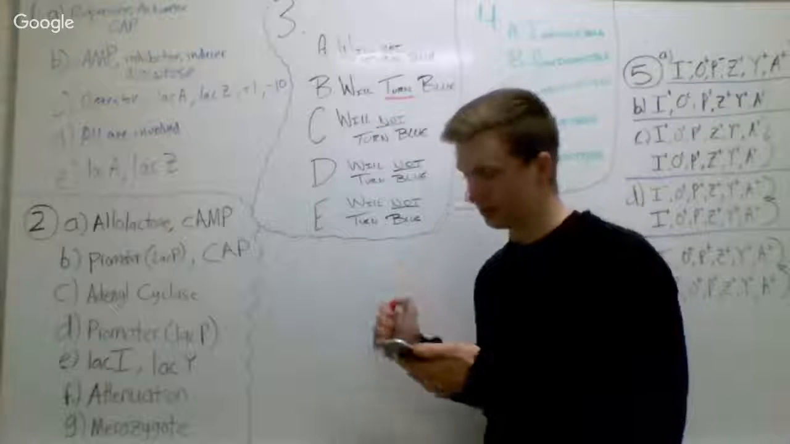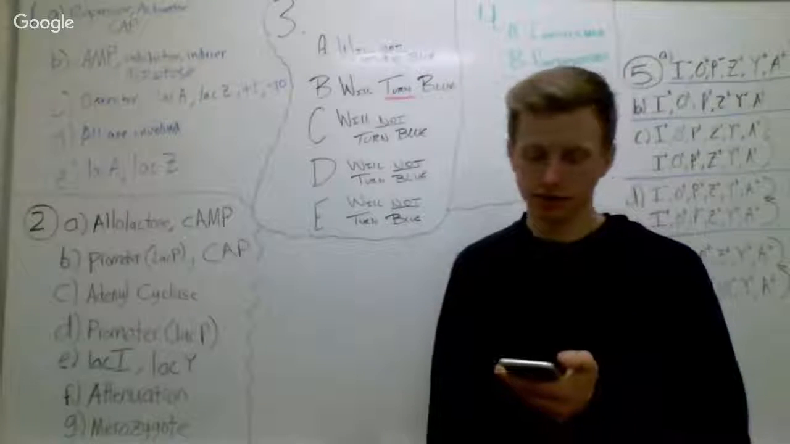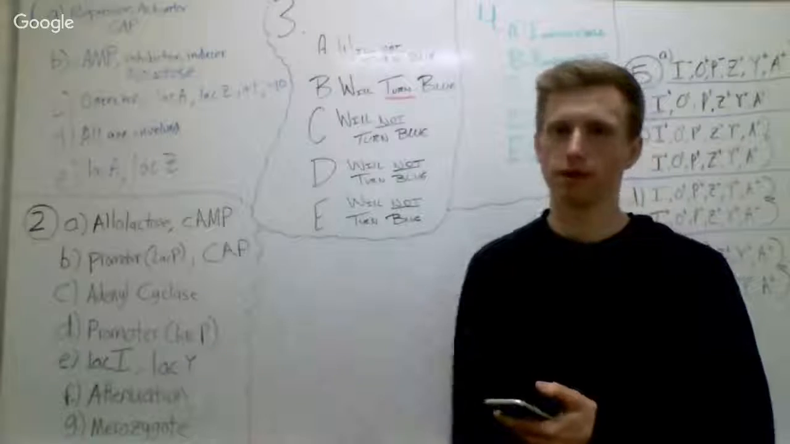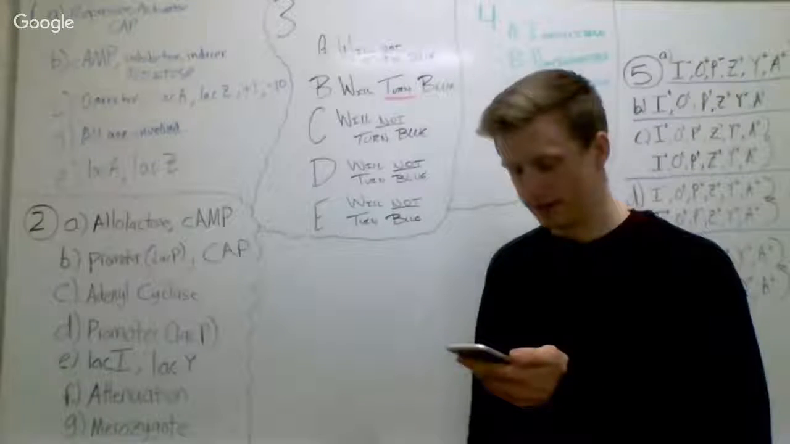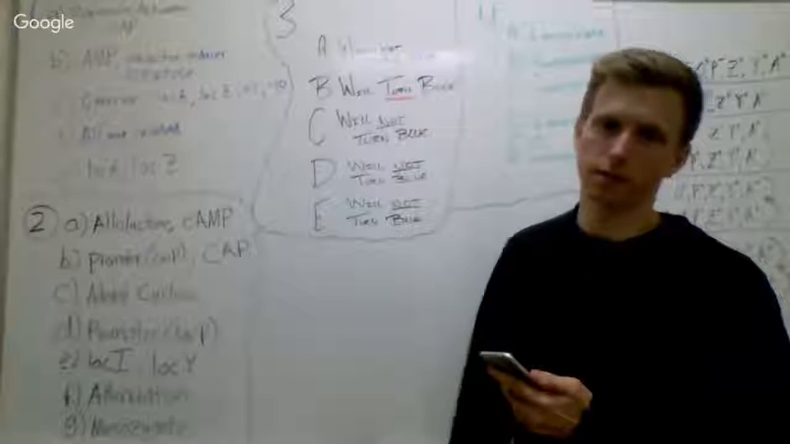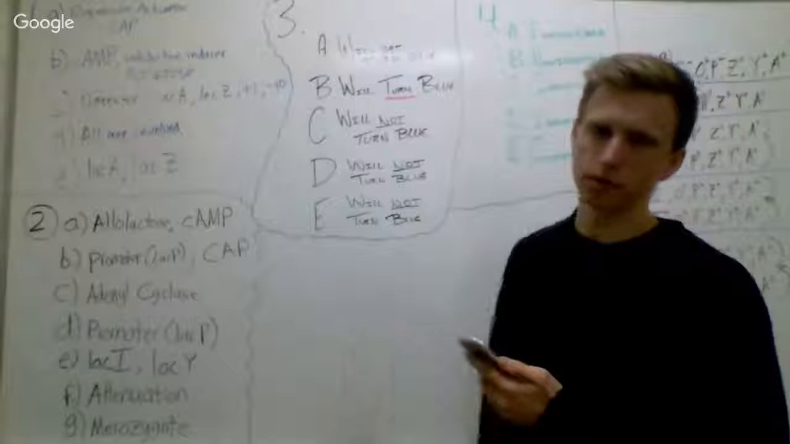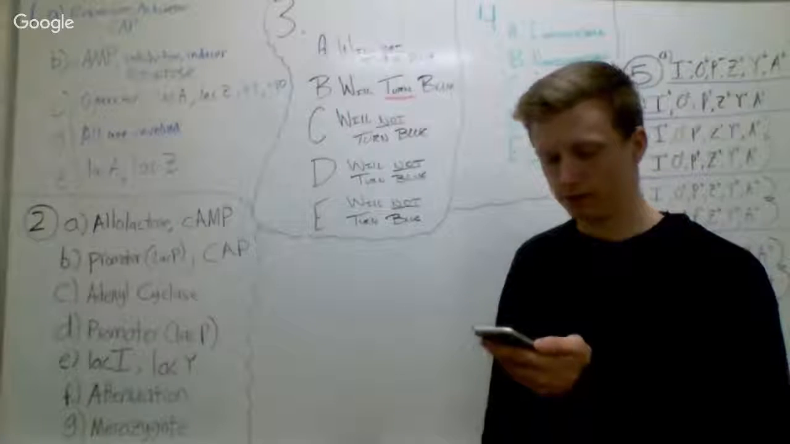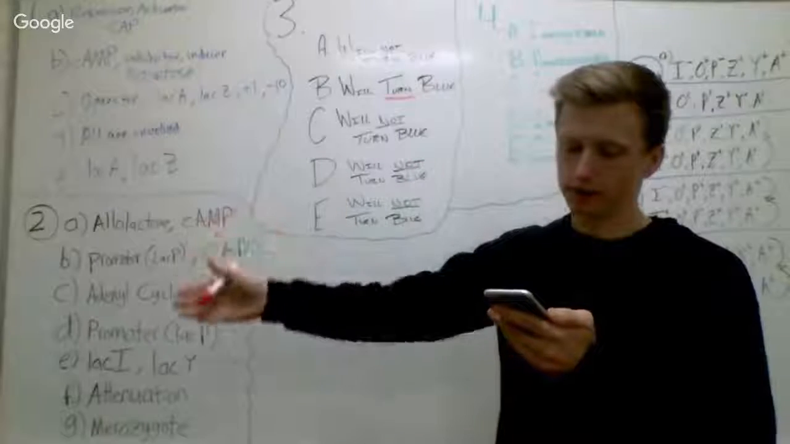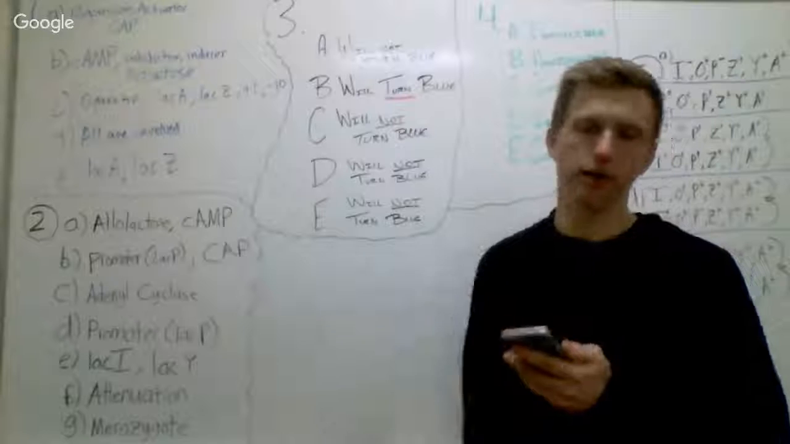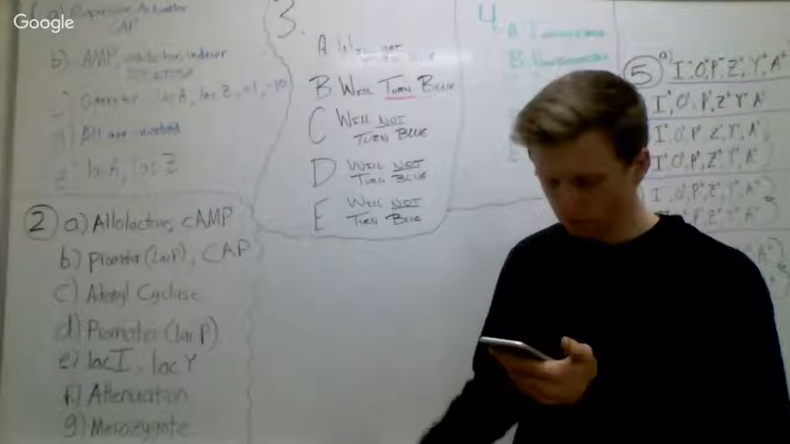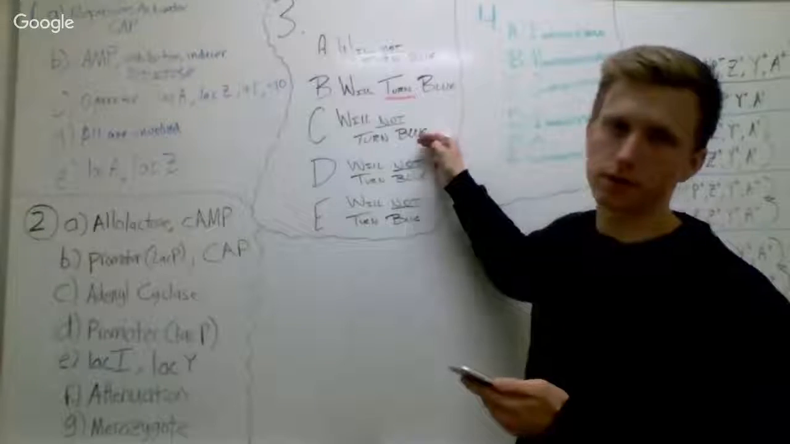So for 3A, we said that the cell will not turn blue, and the reason for that is simply there's no IPTG, which starts the whole process of transcription. For B, we said it will turn blue. I marked it in red, hopefully you can see that. This is the only one that does turn blue out of all of them. The reason for that is the IPTG will bind to the lac repressor and begin the whole process of transcription of the lac operon. For C, again, it will not turn blue.